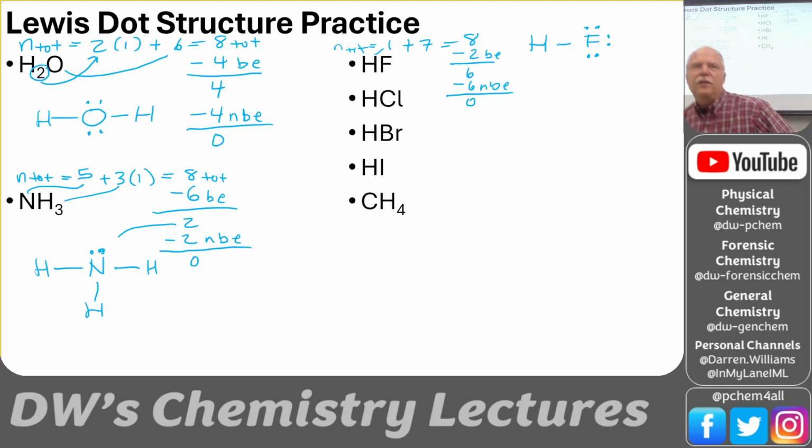Now, you don't have to do this whole long procedure after you get good at it, okay? And so can you imagine that HCl is exactly the same? Because chlorine has 7 valence electrons. HBr is the same because bromine has 7 valence electrons. And even iodine has 7. So we ought to be able to just write those out without doing all the math. So this is HCl. 1, 2, 3, 4, 5, 6. This is HBr.